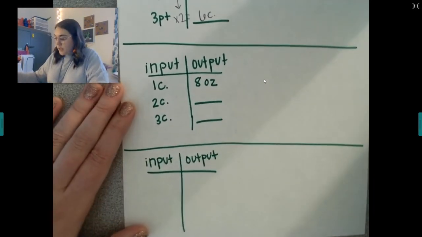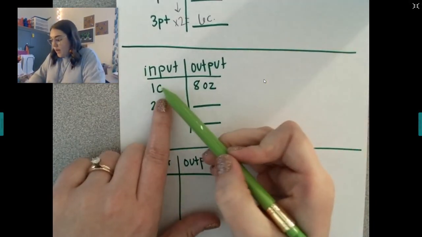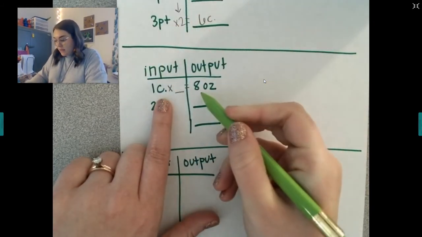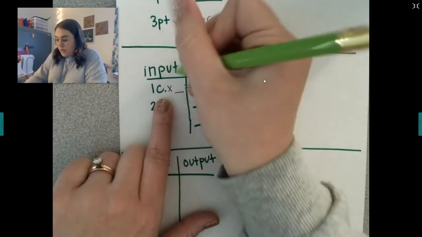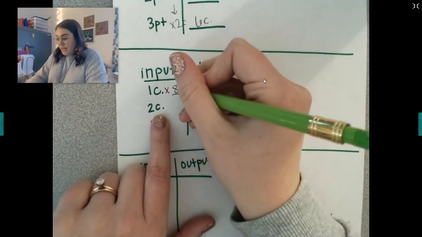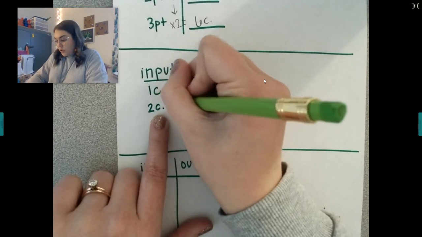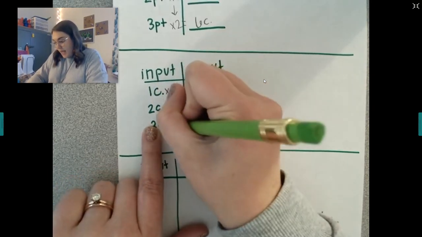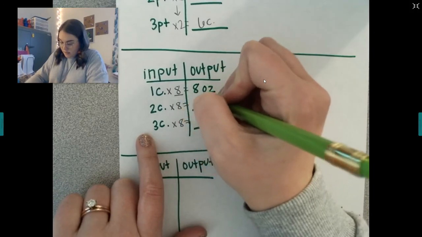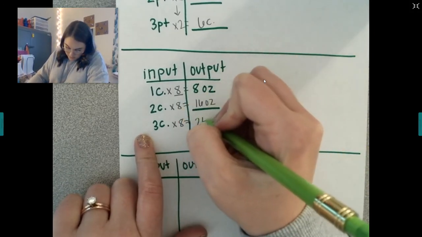Okay, so I hope that you paused the video and you thought to yourself, 1 times what will give me 8? I know anything times 1 is itself. So 1 times 8 equals 8. So now I've just got to carry that down to all of these. 2 times 8 and 3 times 8. And that would give me 16 ounces and 24 ounces.